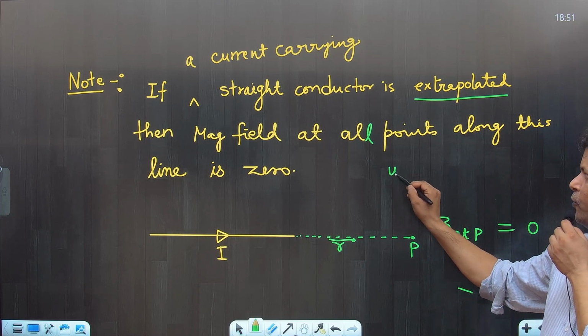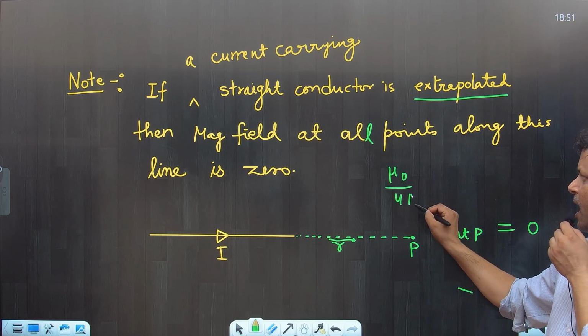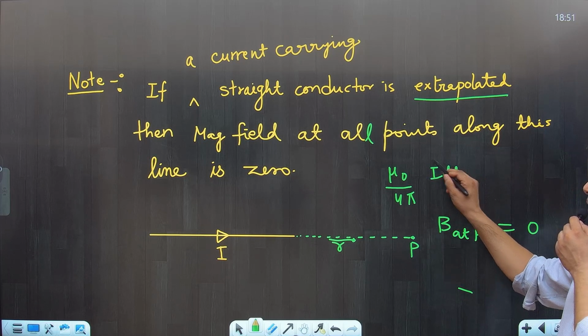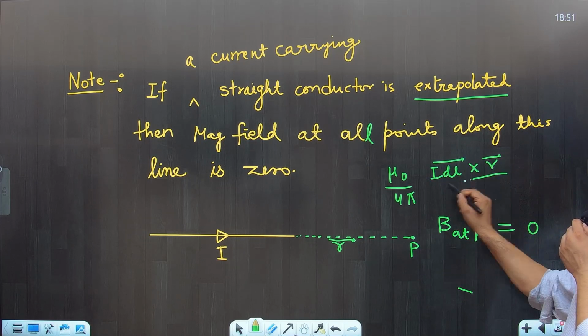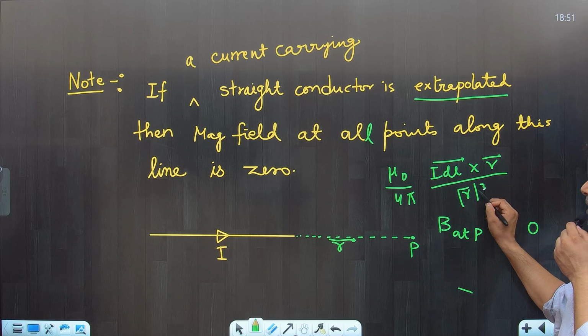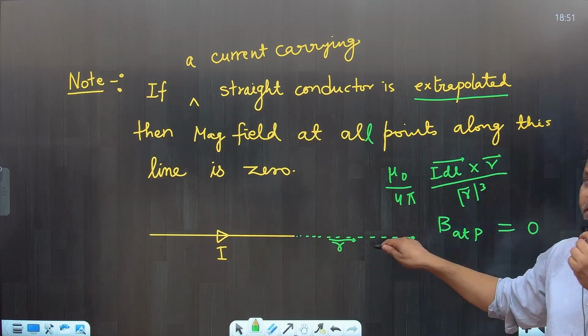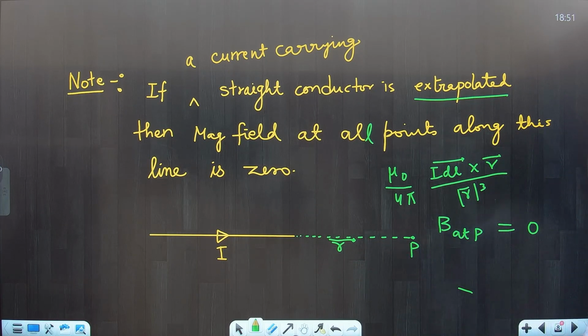Because you have the formula mu naught by 4 pi, I dl cross R by R cube. You see I dl and R are parallel here. I dl is in the same direction as the R. So magnetic field at P is 0. I dl cross R is 0.